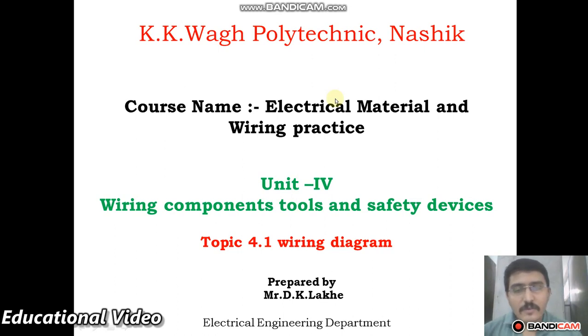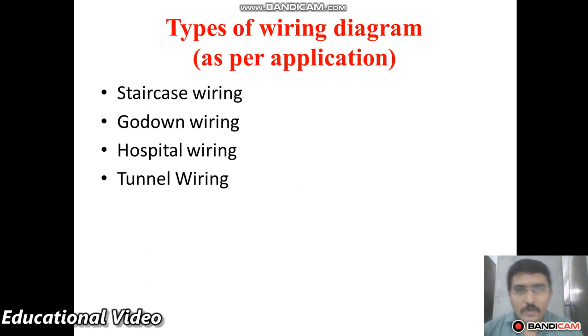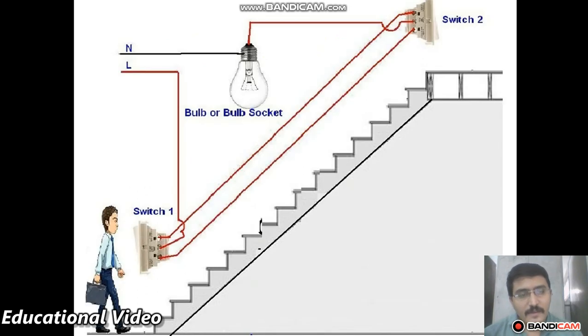Today in this video we are going to learn about the different types of wiring diagram which are used in the electrical installation system. So after completion of this video, students will be able to understand the different types of wiring as per their application, understand the different types of wiring diagram as per their construction, and the advantages and disadvantages of different wiring diagrams. So the types of wiring diagram as per their applications are staircase wiring, godown wiring, hospital wiring and tunnel wiring. So we'll see them in detail one by one.